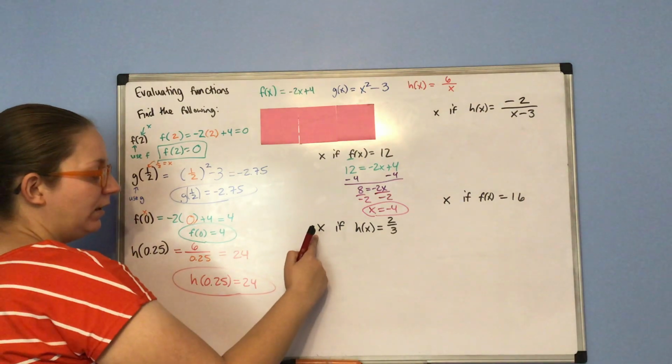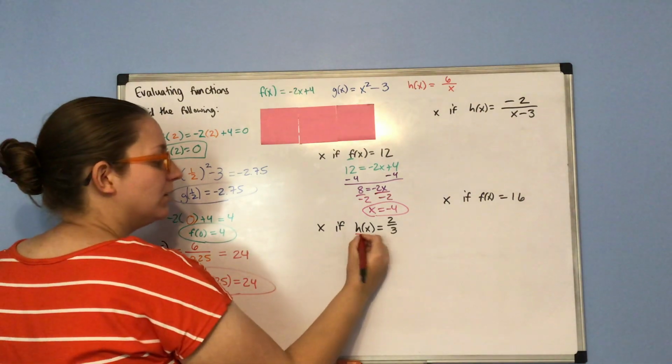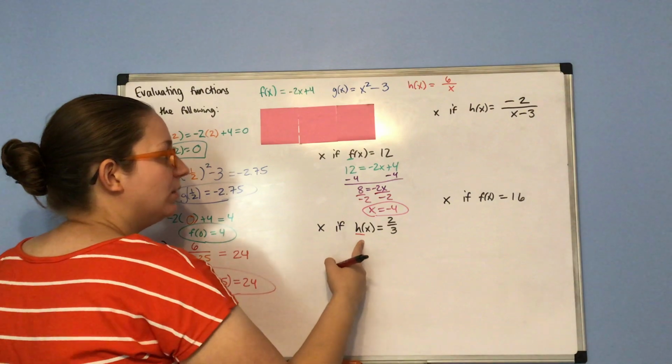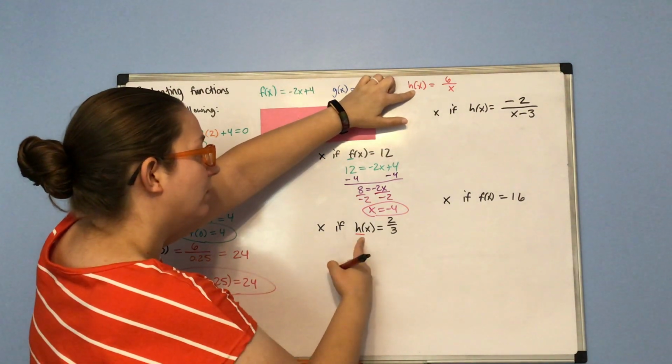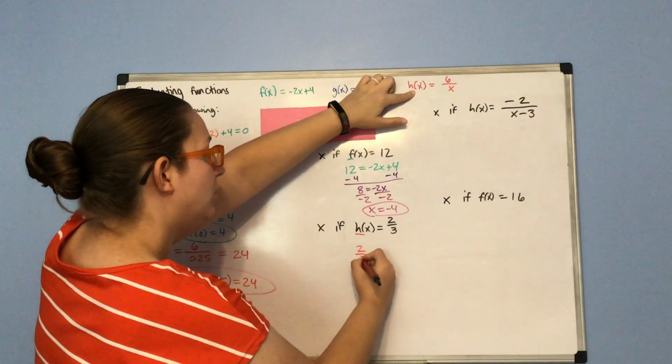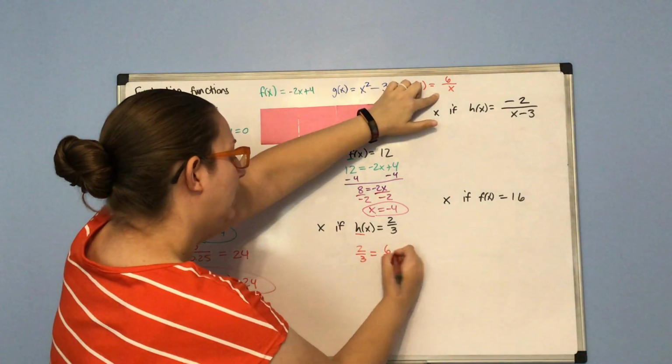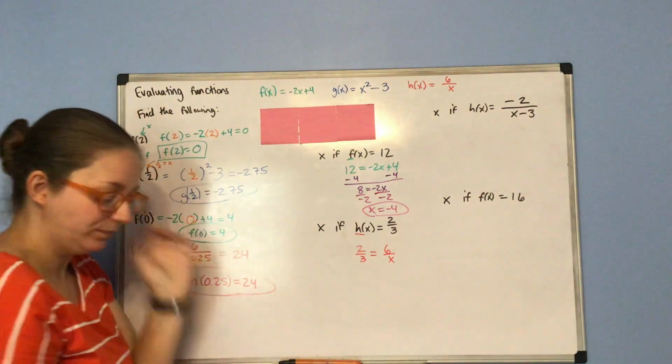This time, we're still finding x, but we're using our h of x equation. h of x equals 2 over 3. So we're going to use our h of x equation, but plug 2 over 3 in for h of x. So 2 over 3 goes here, equals 6 over x.